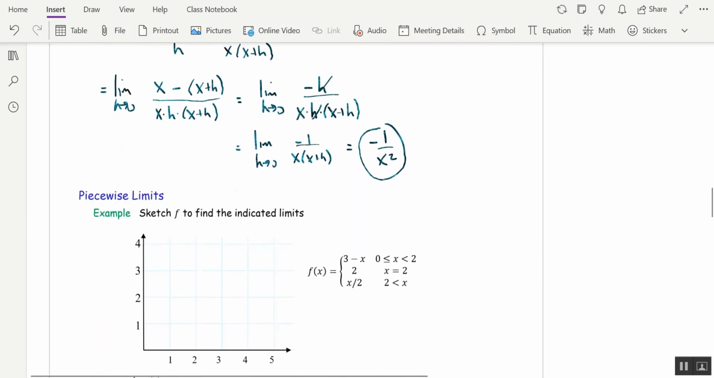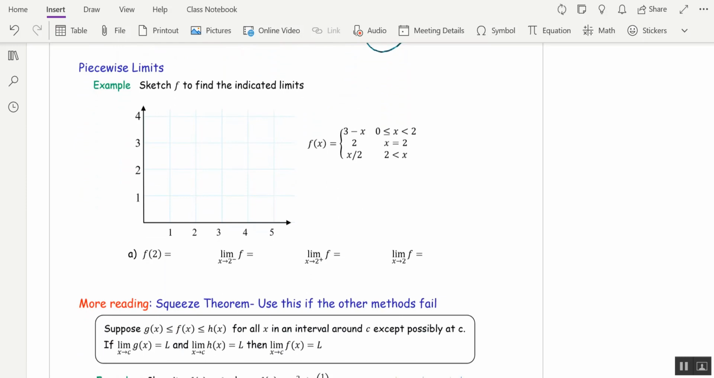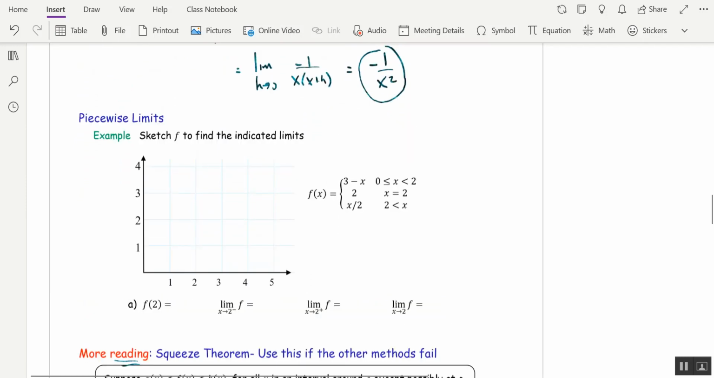Okay, I'm going to do one more example of piecewise limits, and then I'm going to let you on your own read about the squeeze theorem. Okay, sketch f to find the limits. F of x is a piecewise defined function. Between 0 and 2, the function is y equals 3 minus x. So 3 minus x is a line.